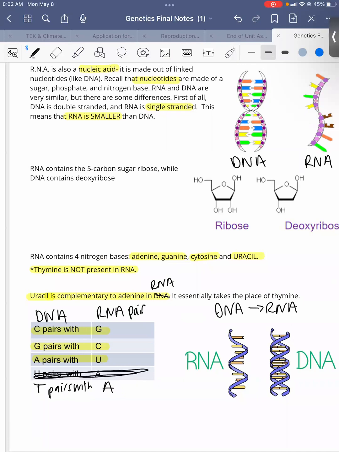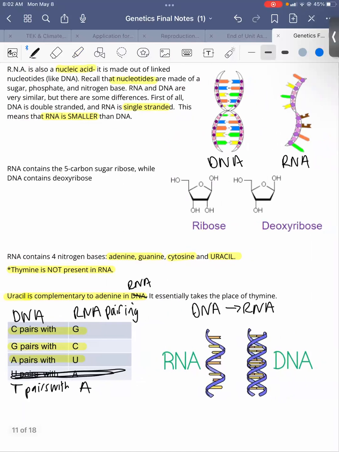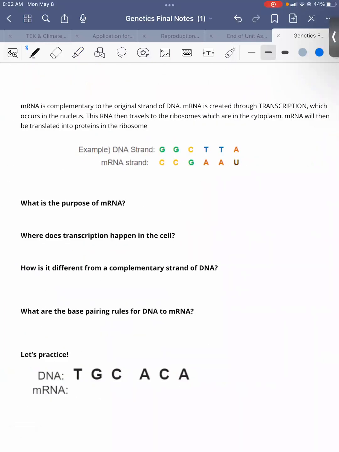Okay, so here's the confusing part. I just want you to think T still pairs with A. Trees on apples. So if you see a T in DNA, RNA will have an A. The issue is if you see an A in DNA, you get a U. So what I typically do is when I do the pairing, if I see a T, I just do the normal pairing. And then every time I see a T or I'm about to write a T, I just change it to a U. We'll get a little bit of practice in a moment.